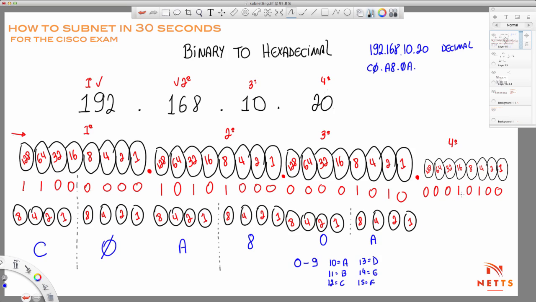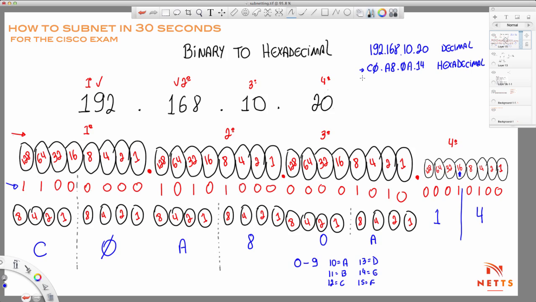Now the last one, just a quick one. On this side, I got the number 1. Remember, this one here is number 1 now for us. On the other side, I got the number 4. So I got the 1 and the 4. That's how we represent the hexadecimal value of 192.168.10.20. That's decimal, that's the binary one, and the top one here is the hexadecimal value.